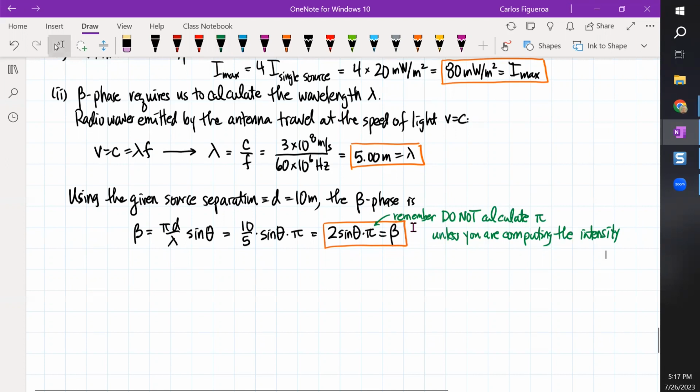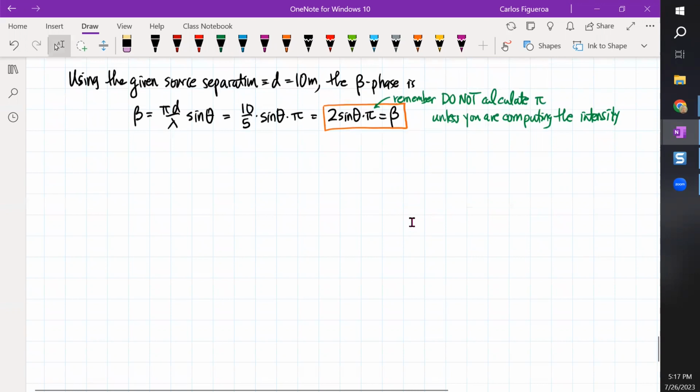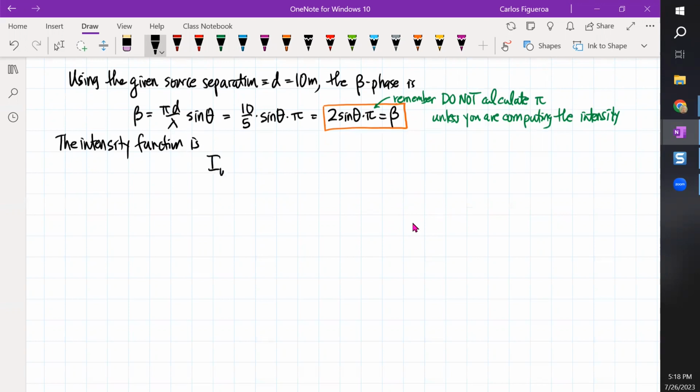So now I can write down my intensity function. I have all the details. The intensity function I of the two sources is going to be I max times cosine squared of beta, which then reads 80 milliwatts per meter squared times cosine squared of 2 sine theta pi. And this is our intensity for the two sources.